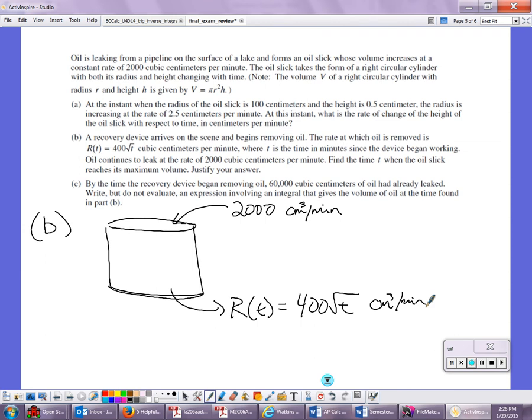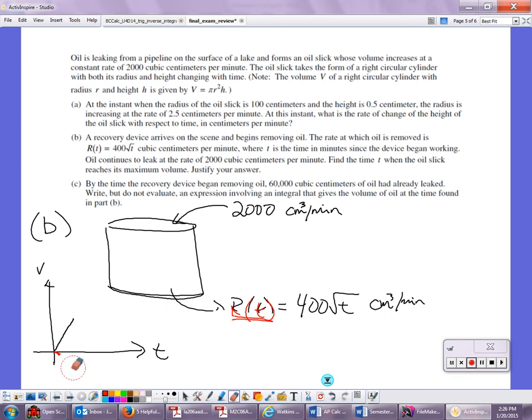Well, think of it this way. You think of the volume of oil and the time. What's happening? It starts out there's no oil slick, right? And this oil is going up and up and up at a rate of 2,000 centimeters per minute. At the same time, this guy over here, R of T, he's sucking the oil out. So that's like it's decreasing, right? So there's this pulling out. When you put those two together, it's probably pulling out at a slightly lower rate at first, but it's getting bigger.